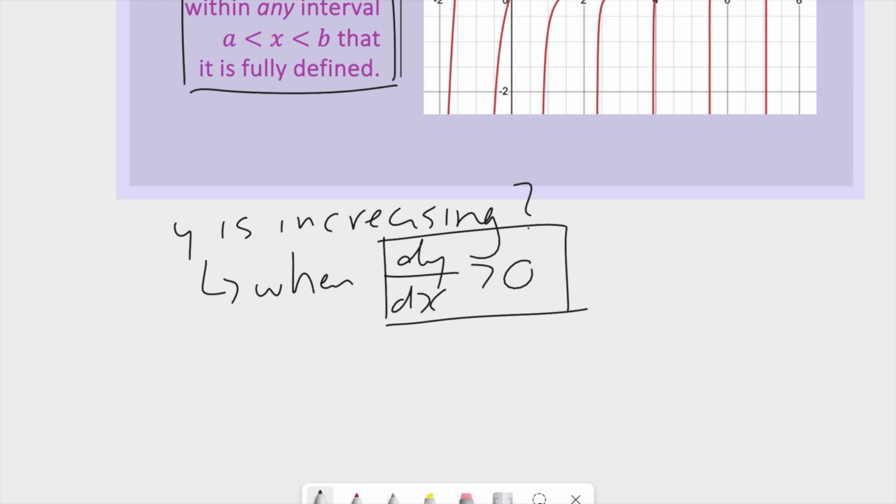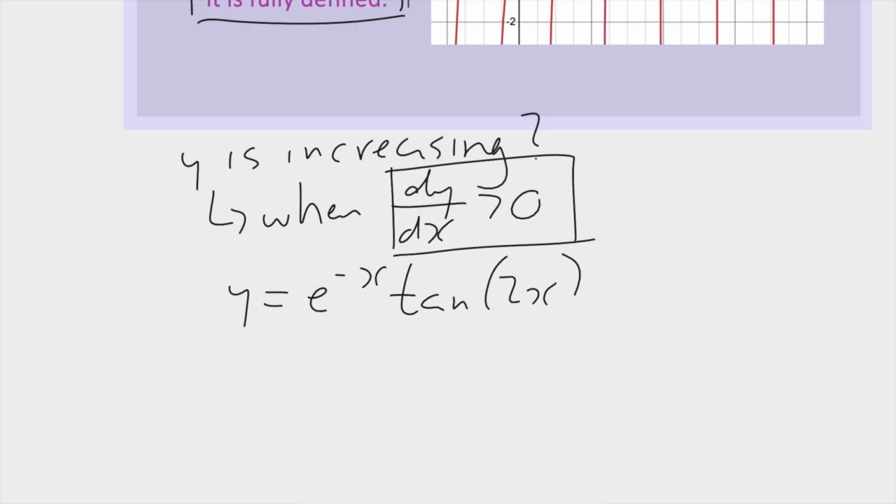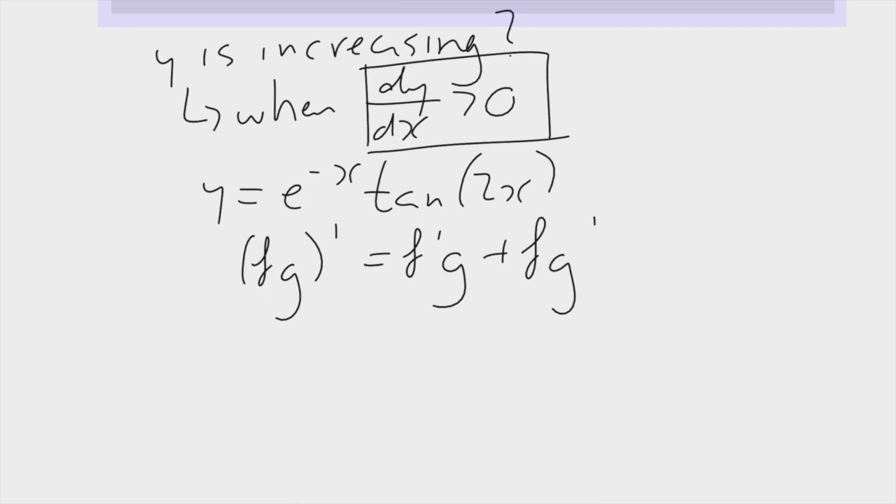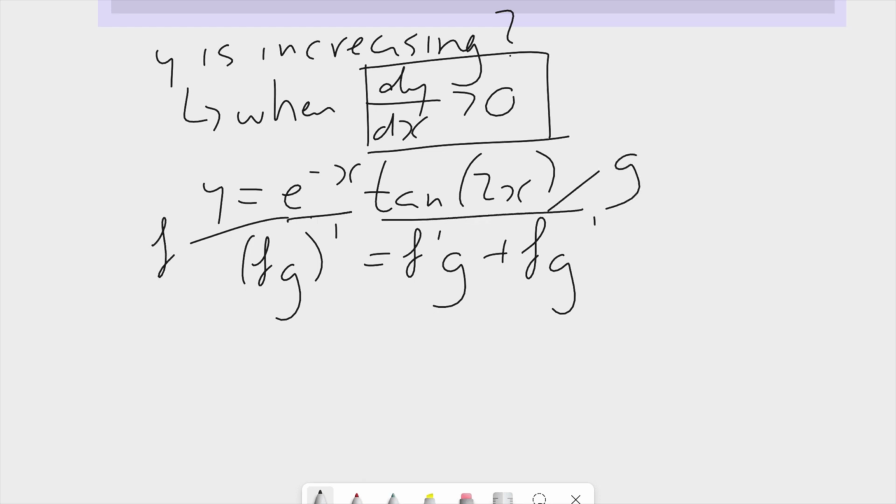So the way this problem works, you just start by finding the derivative of the initial function, and for this we will need to use the product rule, which is that if you have two functions f and g, the derivative of their product fg is equal to f prime g plus f g prime. So then we can just say that e to the minus x is f and tan of 2x is g, and then we can get dy by dx.